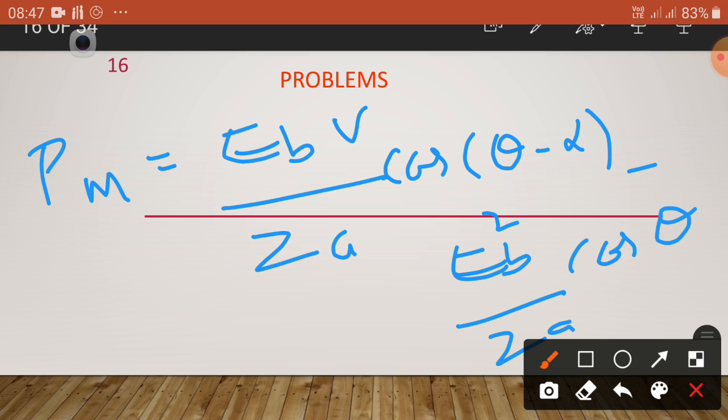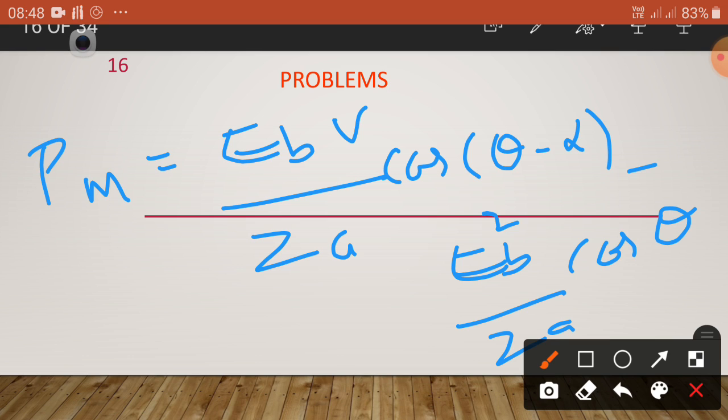Previously we wrote PM is equal to EB into I into cos(alpha minus theta). That is one formula, because power is V into I, power is V square by R, power is I square R. Similarly, the mechanical power developed in the motor is PM equal to EB into IA into cos(alpha minus theta), or the perfect formula: PM equal to EB V by ZA cos(theta minus alpha) minus EB square by ZA into cos theta. This formula you have to remember.